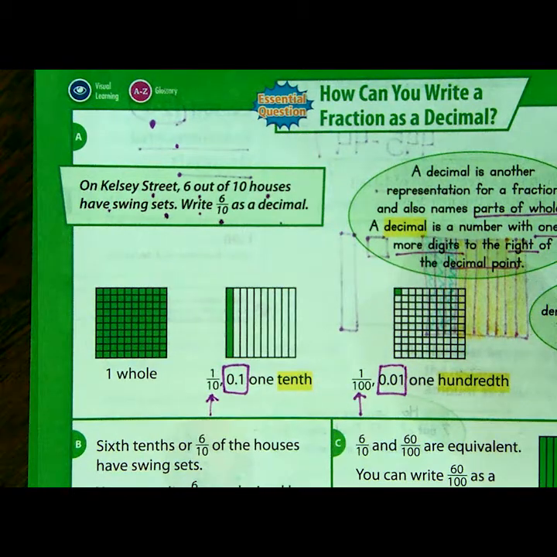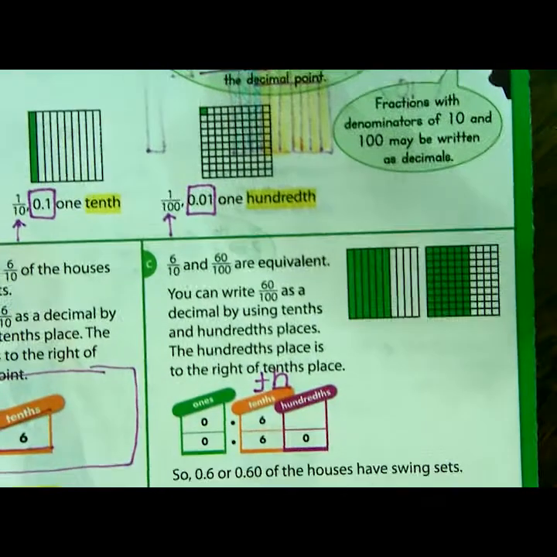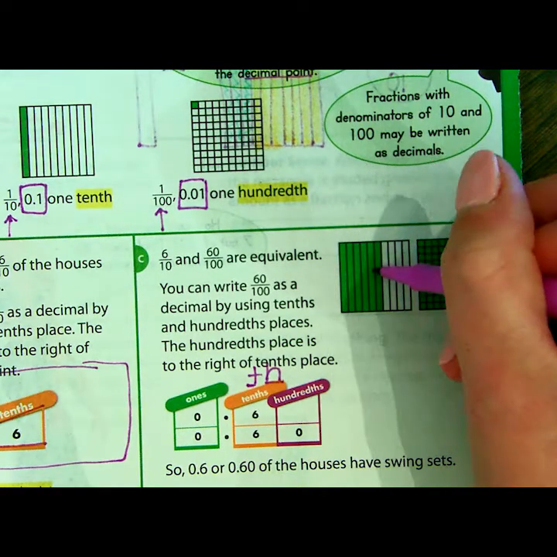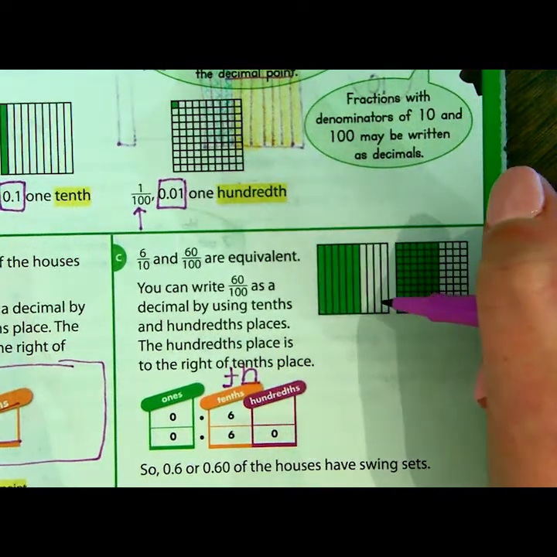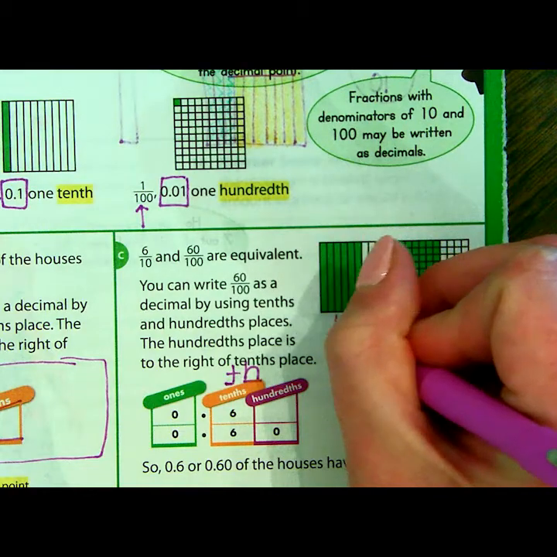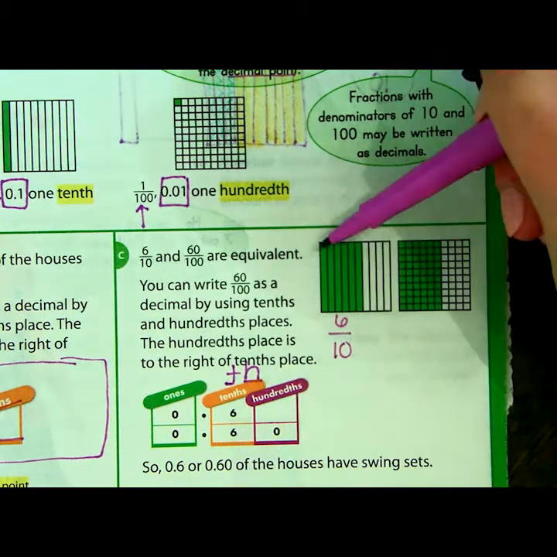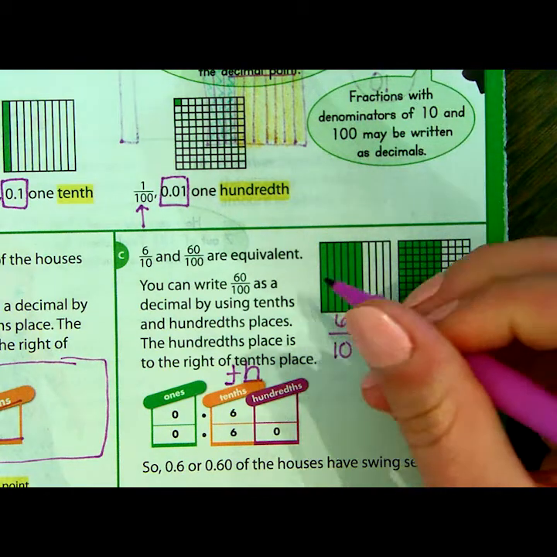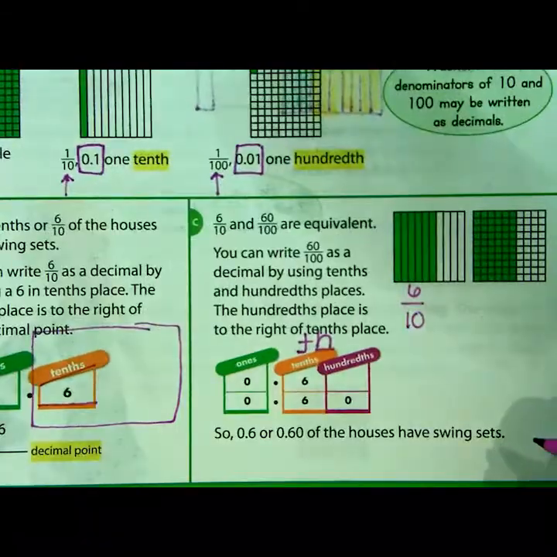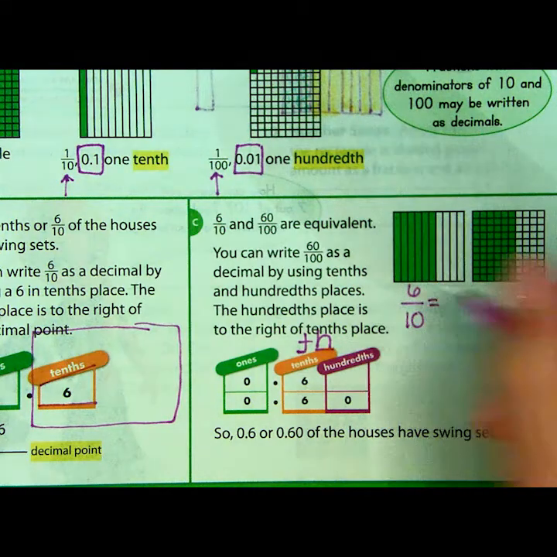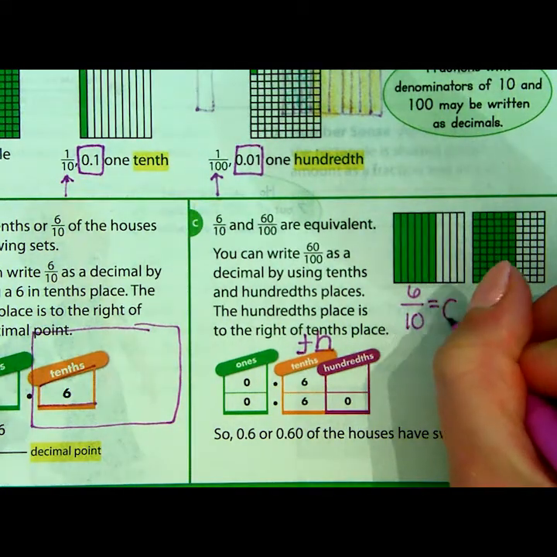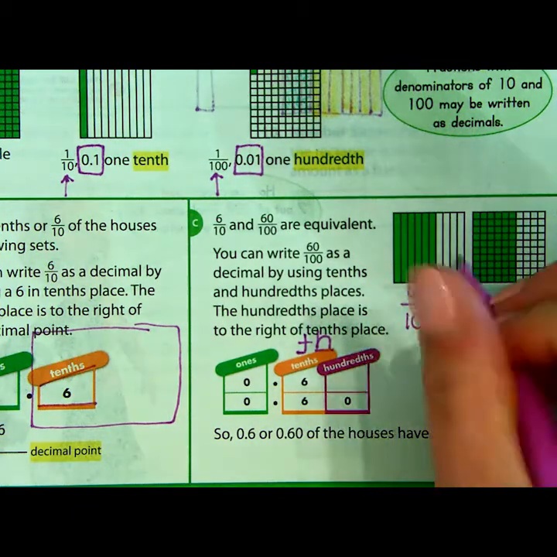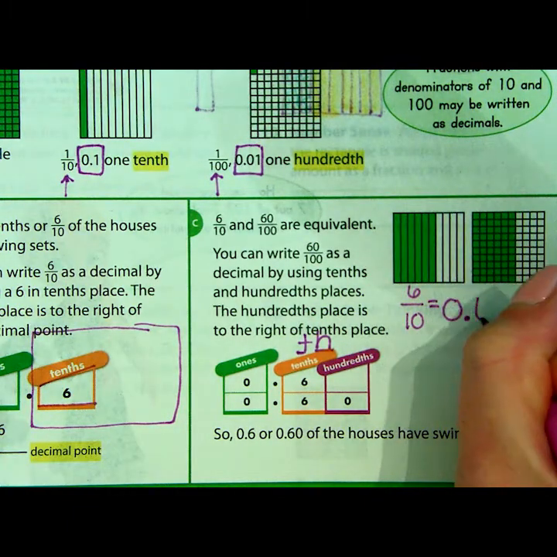So we can look right here and we can see that they've gone ahead and represented 6/10 here using a model, just like we did on the front, right? 6 out of 10. If you were to count, there's 10 equal parts and 6 are shaded. So if we're going to write that as a decimal, knowing that the tenths place is the first place value, we would need 0 wholes because there's not any whole figures shaded, our decimal point, and then the number 6.